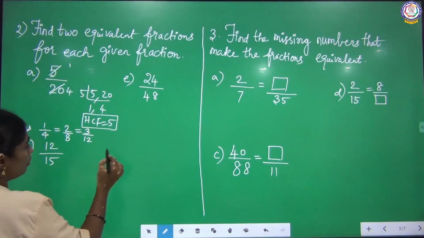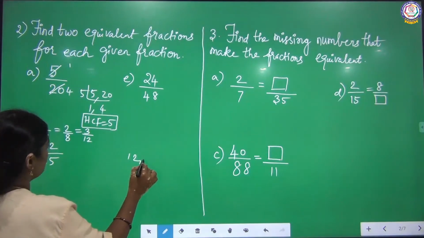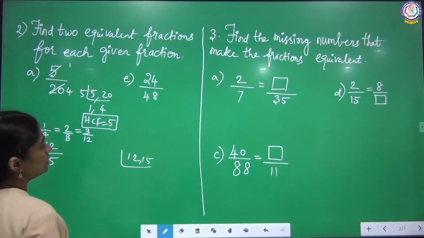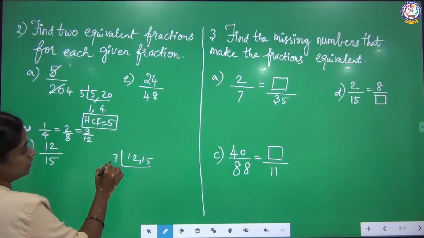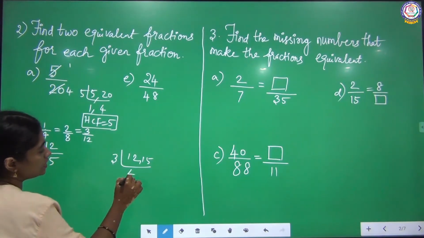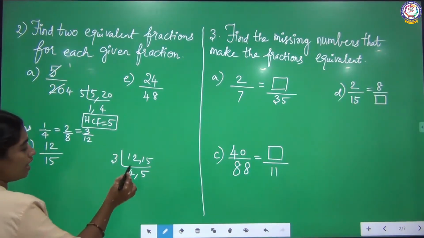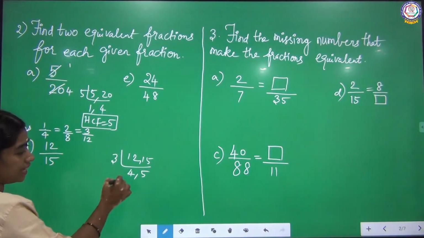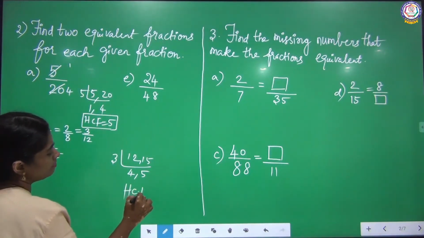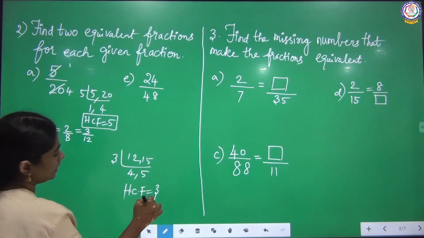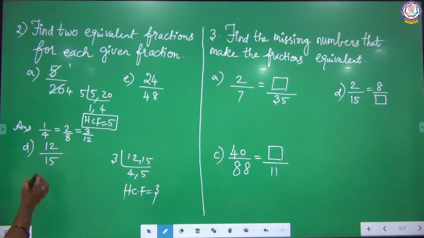Now, why don't you find out the HCF for 12, 15? 12, 15. Listen. 3 table. Yes. 3 fours are 12. 3 fives are 15. So again I cannot cancel this by the same number. So what is my HCF? My HCF is 3. So I can cancel this by the 3 table. 3 fours are 12. 3 fives are 15. So the answer is what? 4 by 5.